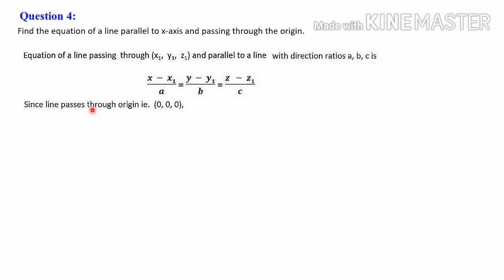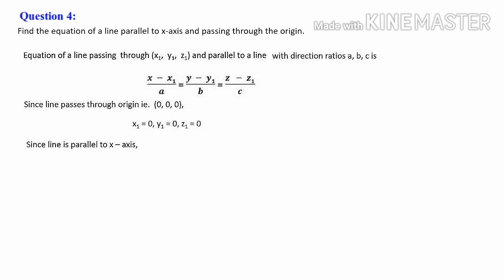Here it is quite clear, it is given to us the line is passing through the origin (0, 0, 0). So x1 is 0, y1 is 0, z1 also 0. Next we have to go for finding a, b and c, the direction ratios, since the line is parallel to the x-axis and also passing through the origin.